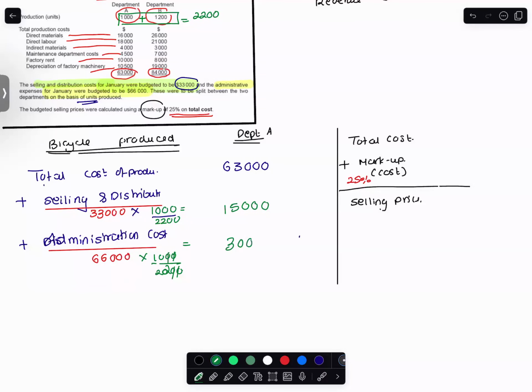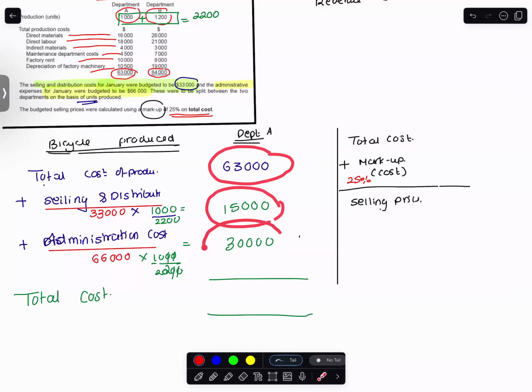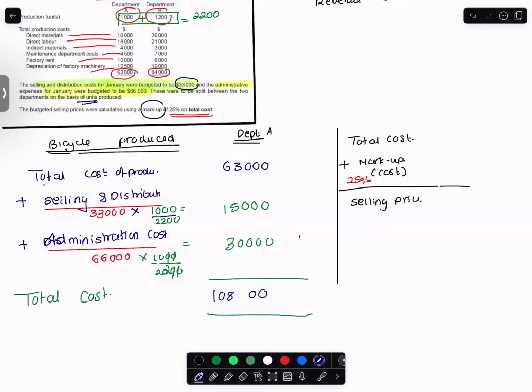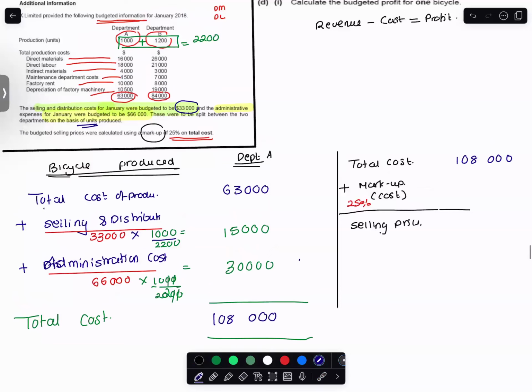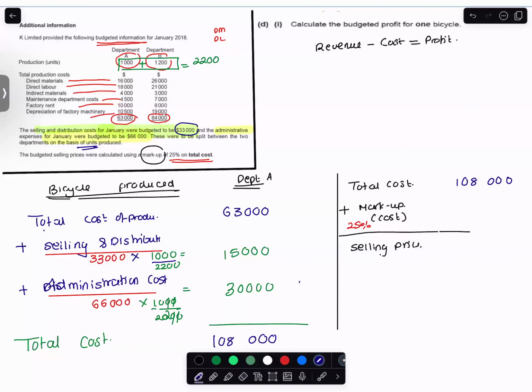So what is my total cost now? 45,000 plus factory cost plus selling plus administration. 108,000. So my total cost is 108,000. What is markup? 25%. 25% of that is how much?